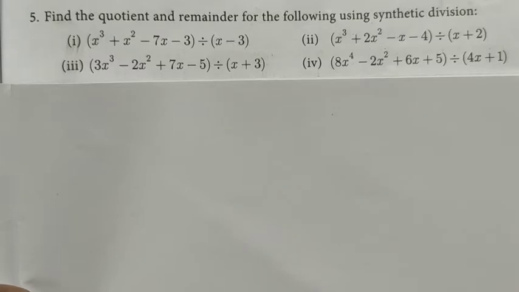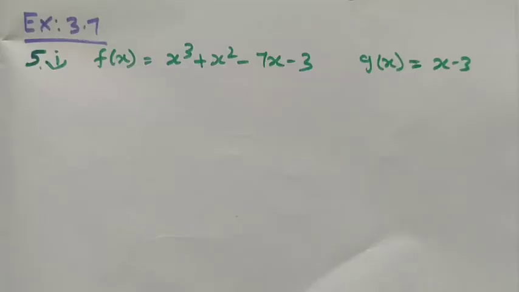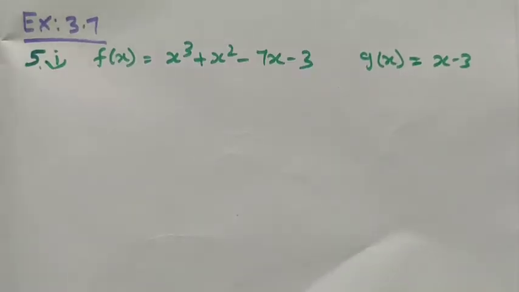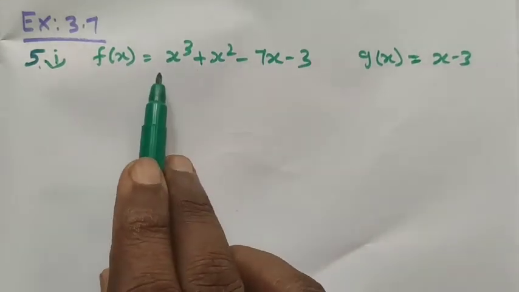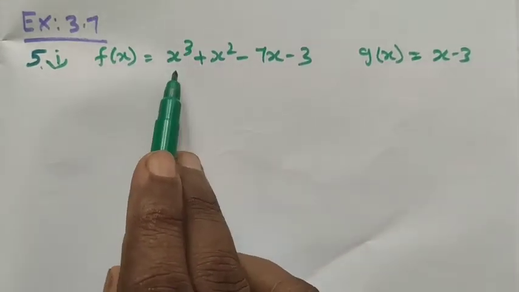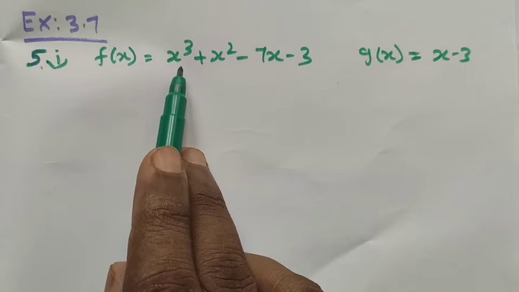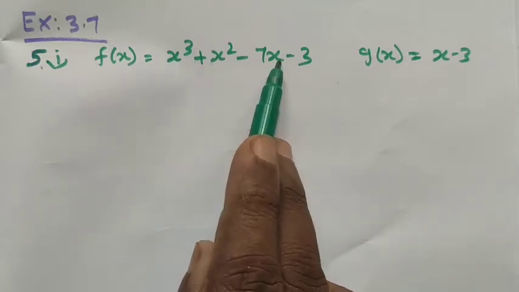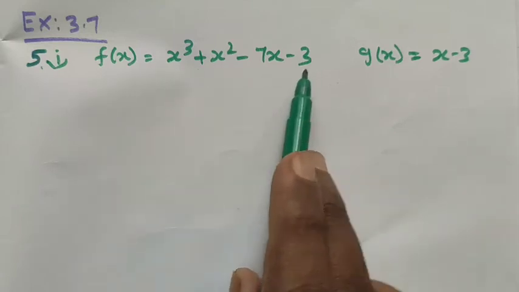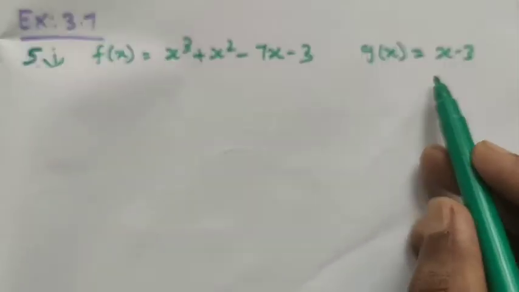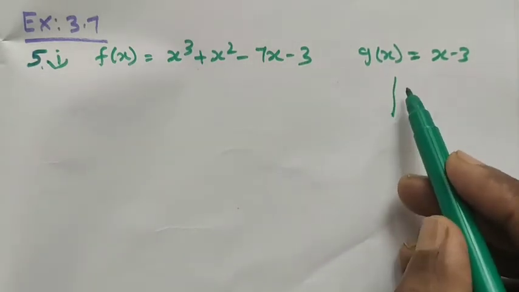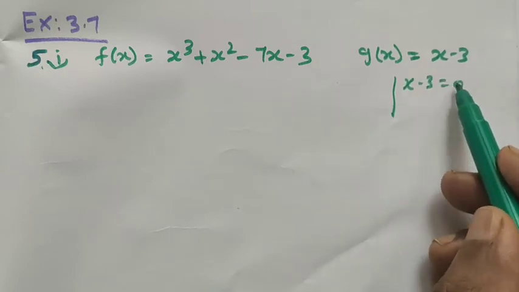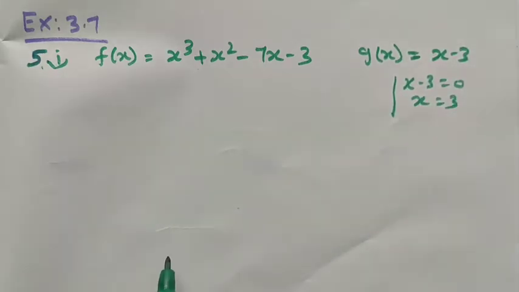Let me take the given polynomial as f of x and g of x. F of x is equal to the given form. First you have to check whether it is in the standard form or not. See here, x square, x and then constant term, standard form of the polynomial. So now we want to find the zeros of the polynomial. So let me take x minus 3 equal to 0, then x is equal to 3.